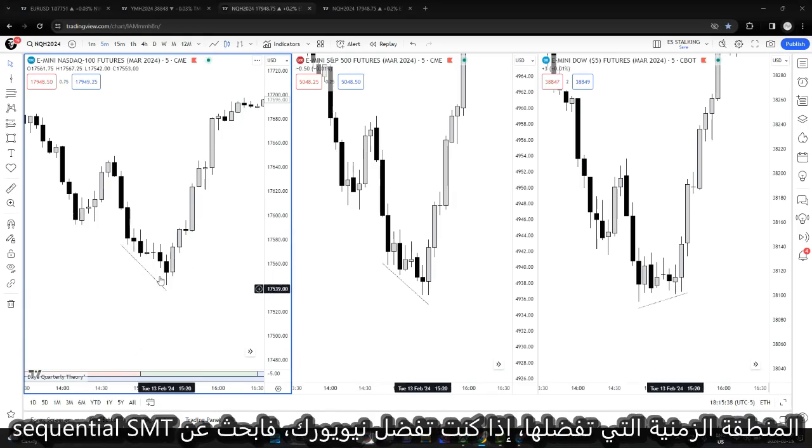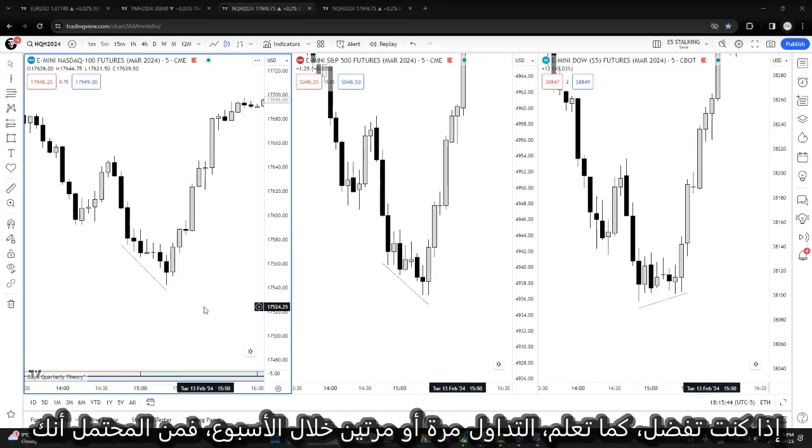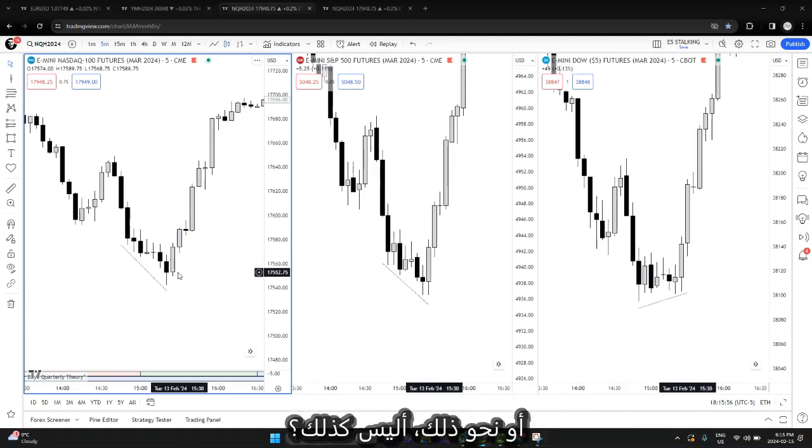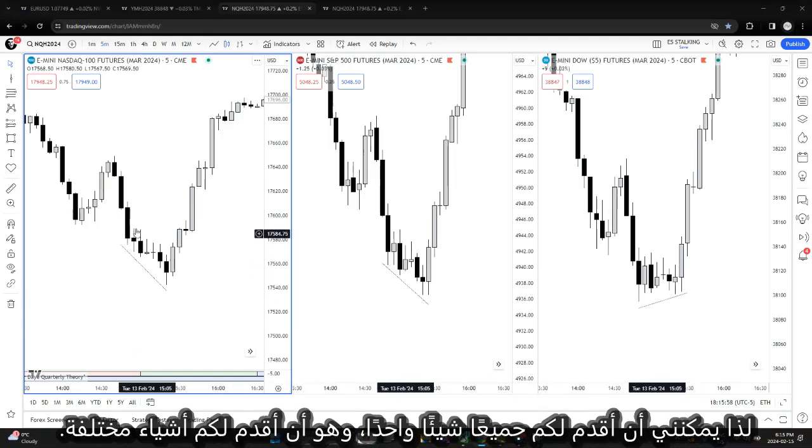The time zone that you prefer, if you prefer New York, then you look for sequential SMT there. If you prefer to trade one or two times during the week, then you're probably going to just trade on the 15-minute time frame or the 1 hour time frame or so, right? So I can't give all of you one thing.